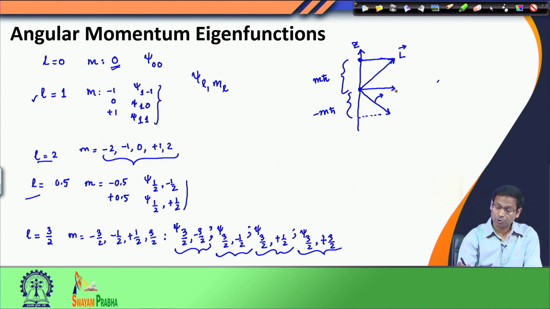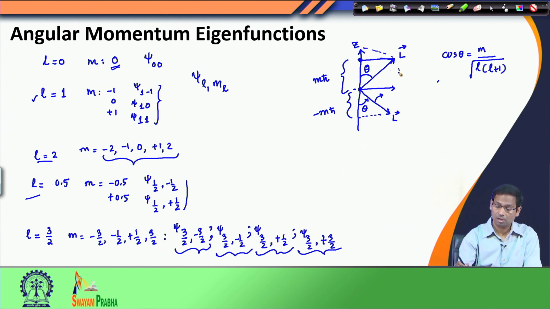So, the projection of this vector onto the z axis is 0. Now, you see that this L vector makes an angle theta with the z axis, where cos theta I can give as m divided by the square root of L into L plus 1. Here this L vector also makes another angle theta, and in this case the L vector makes an angle of 0.